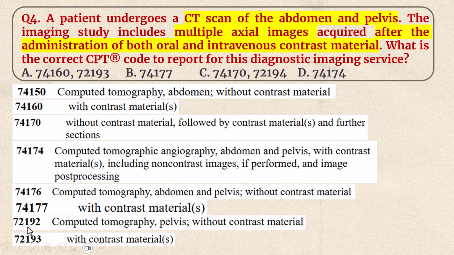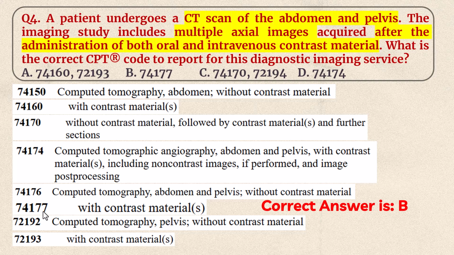If you see other answers, 72192 is computer tomography pelvis without contrast material, and 72197 is with contrast material. Here it only says the pelvis. In this case, our case is abdomen and pelvis with contrast material. So the correct code will be 74177. So the correct answer will be B.